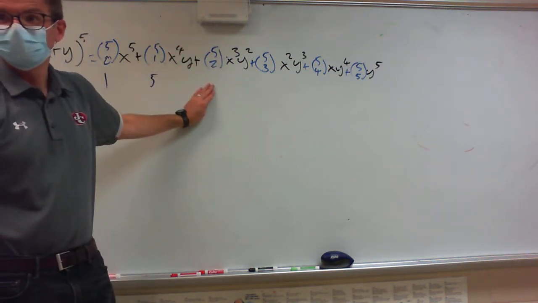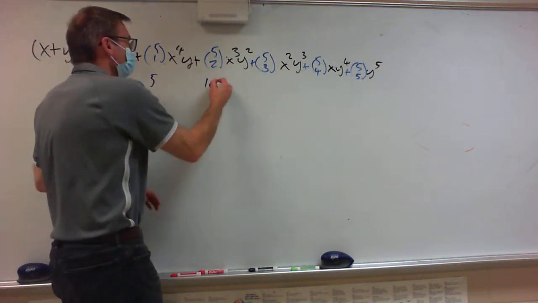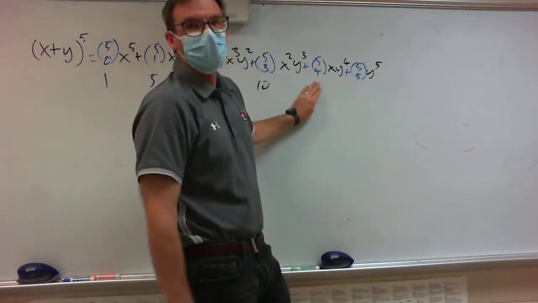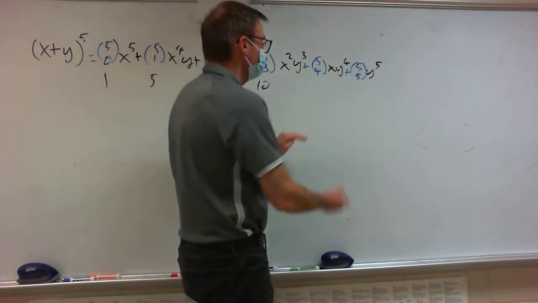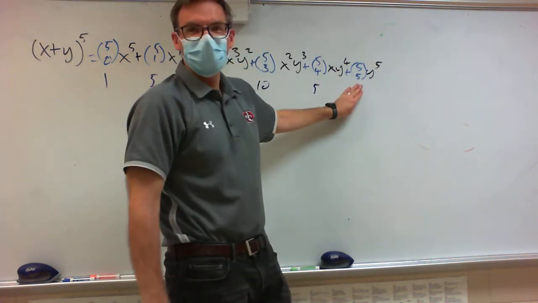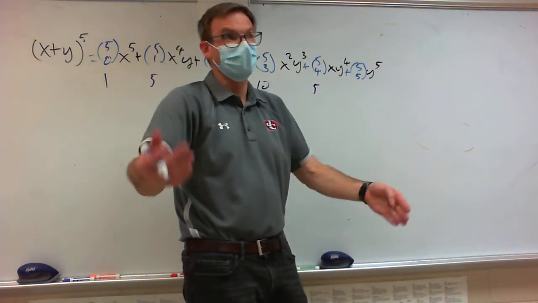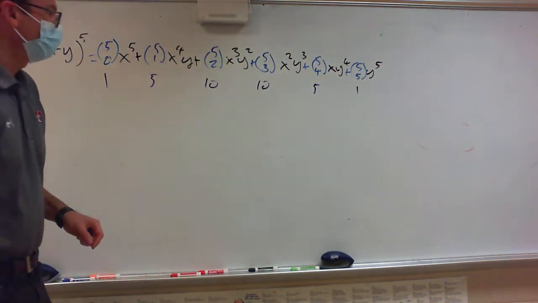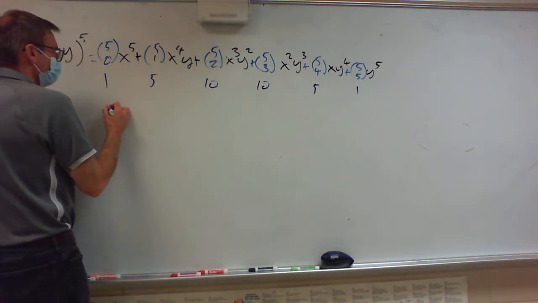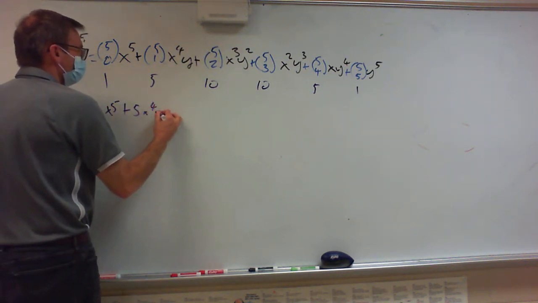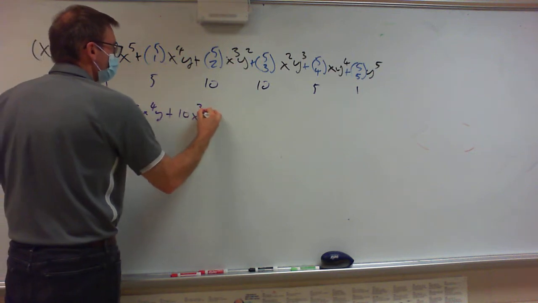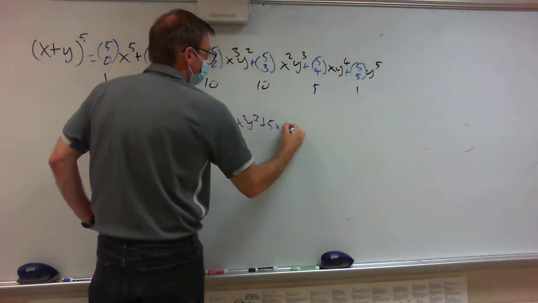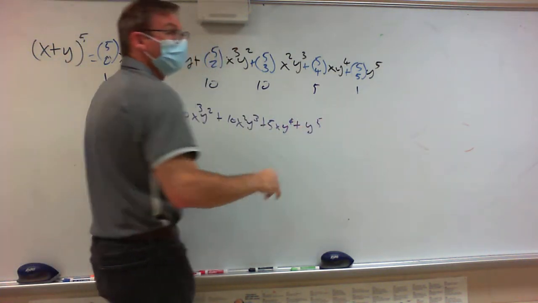What's 5 choose 2? 10. What's 5 choose 3? 10. What's 5 choose 4? 5. And then 5 choose 5, that's 1. If you've got a group of 5 people, there's only one way to pick everybody. So technically our answer is going to be x to the 5th plus 5x to the 4th y plus 10x cubed y squared plus 10x squared y cubed plus 5x y to the 4th plus y to the 5th. Does that make sense?